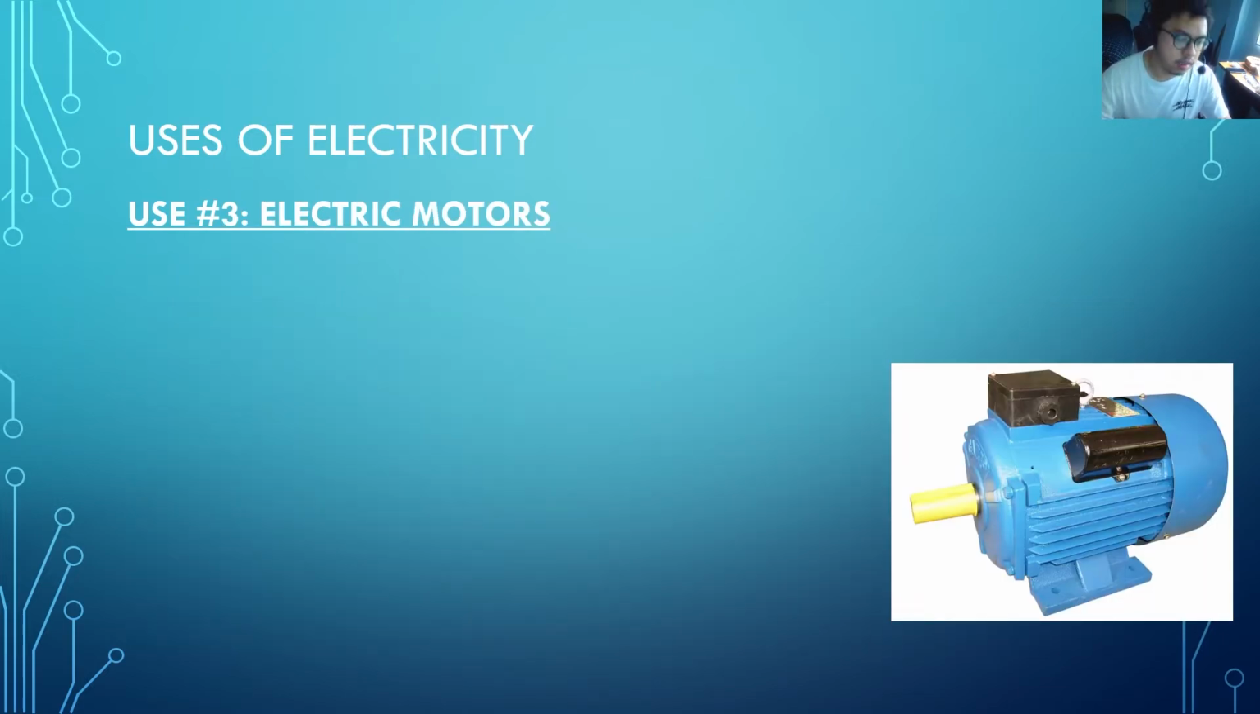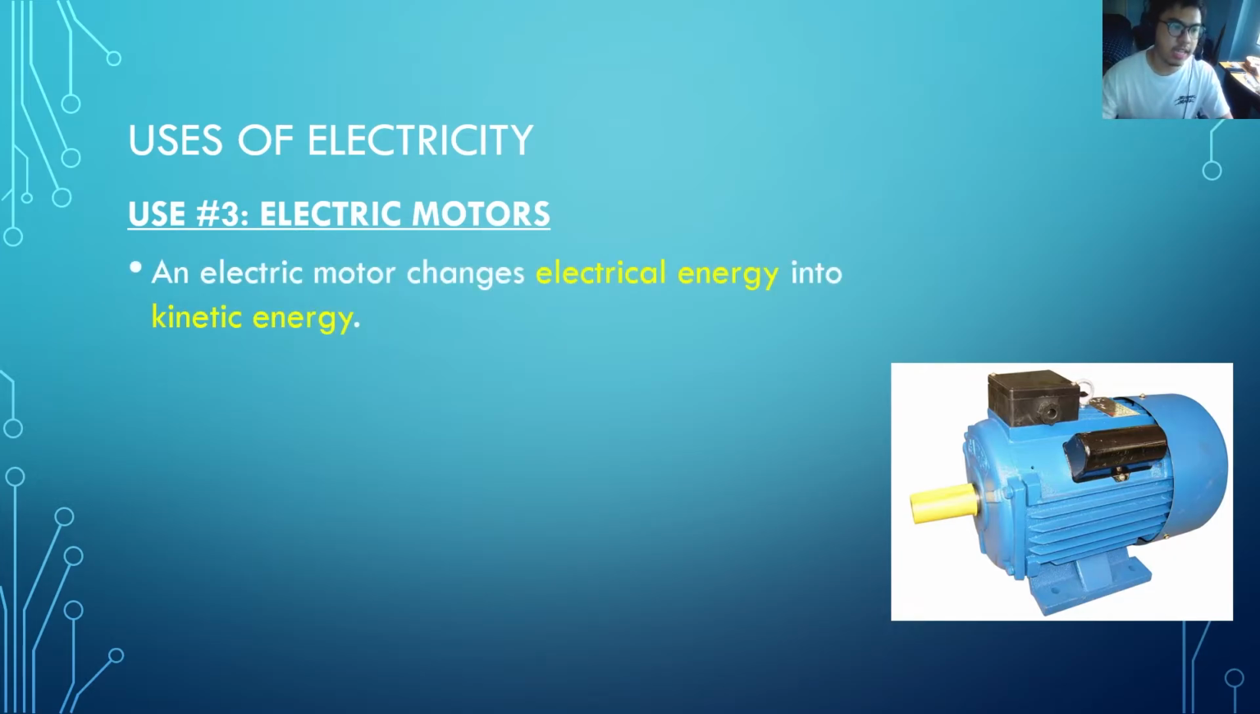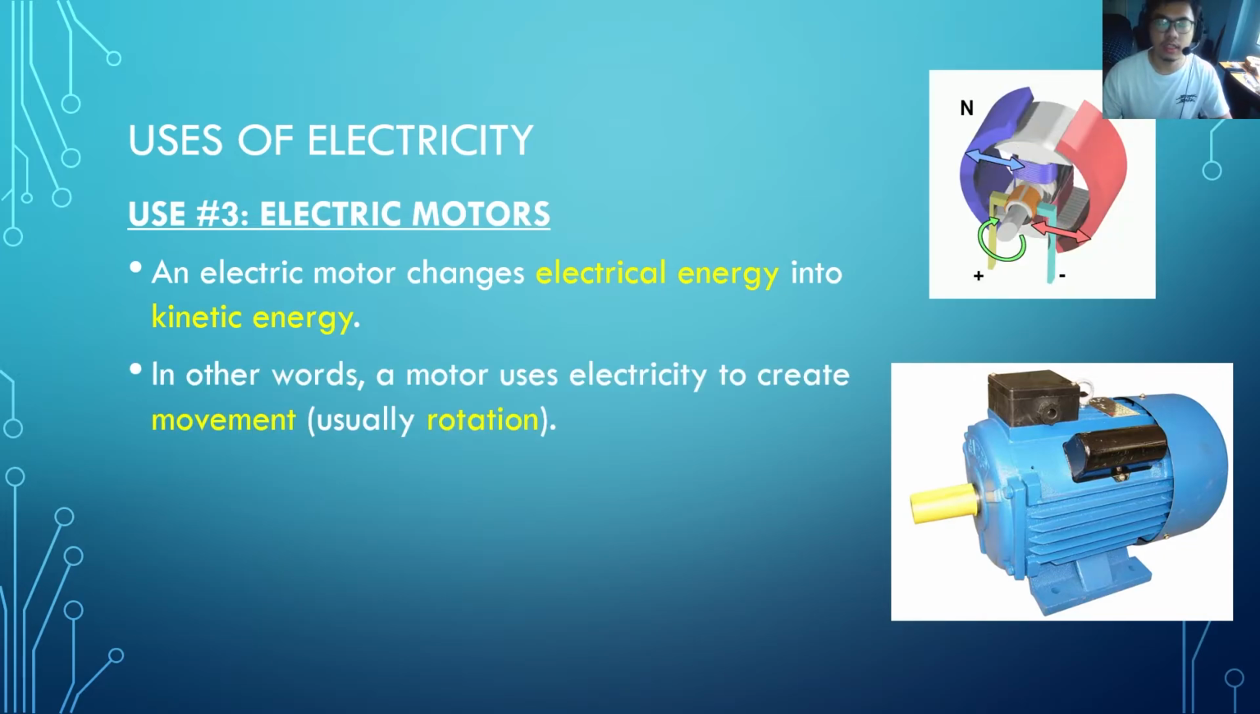The final part we're going to talk about in this video lesson is electric motors. So what are these things? An electric motor changes electrical energy into kinetic energy. So most appliances that have some type of motion or some type of movement use motors in order to help them move. Okay, so this is what the inside of a motor looks like. So a motor does a sort of rotating motion.